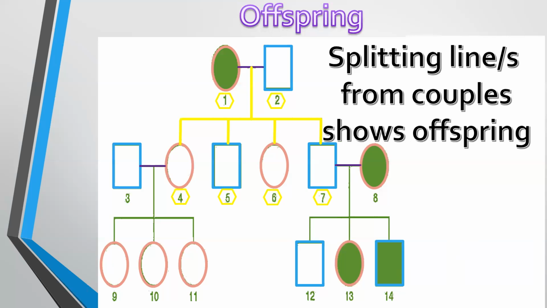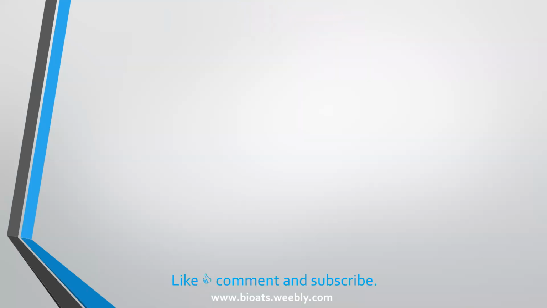We can also see, to get the next generation, numbers 3 and 4, they have three daughters, numbers 9, 10, and 11. And individuals 7 and 8 have two sons and a daughter, numbers 12, 13, and 14. So that's the basic structure of a pedigree diagram.